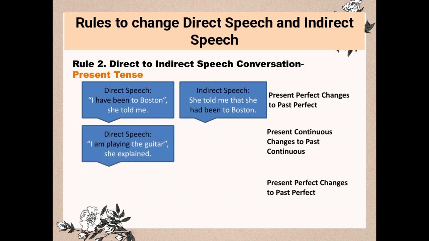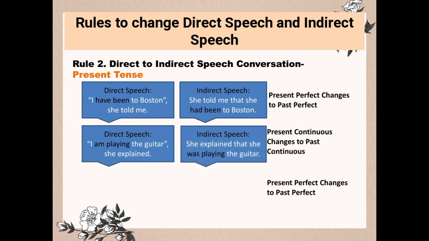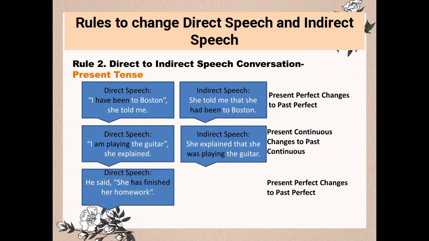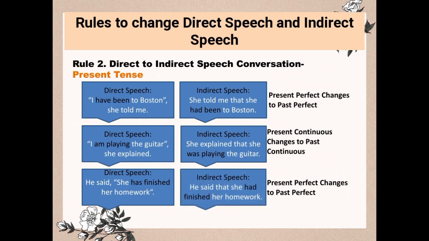Next, the present continuous changes to past continuous. I am playing the guitar, she explained. So am playing is a present continuous. Now, in the indirect speech, it is, she explained that she was playing the guitar. Was playing is a past continuous. Next is the present perfect changes to past perfect. He said, she has finished her homework. Has finished is present perfect. Then he said that she had finished her homework. Had finished, past perfect.